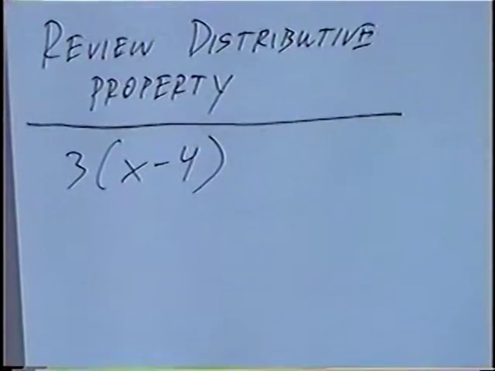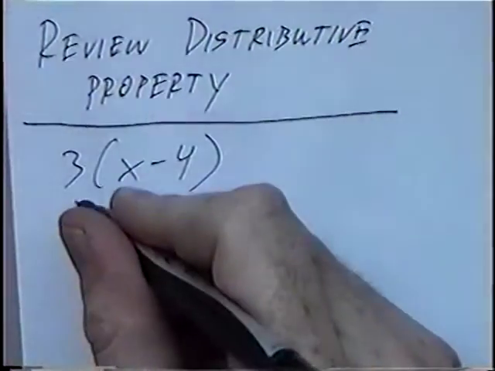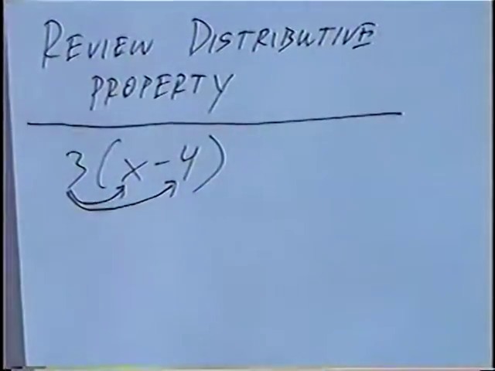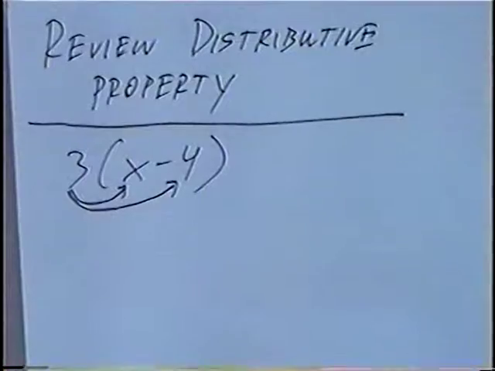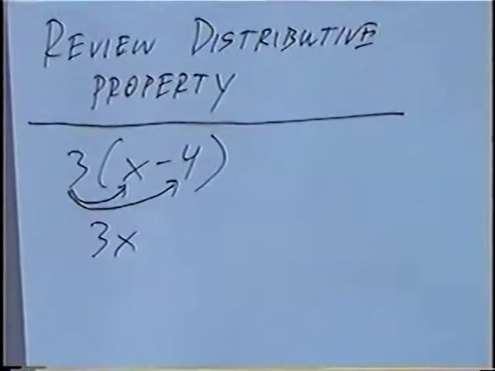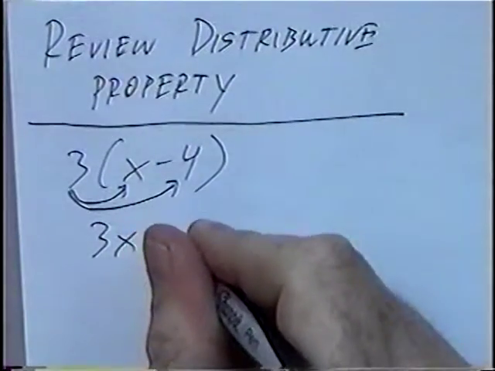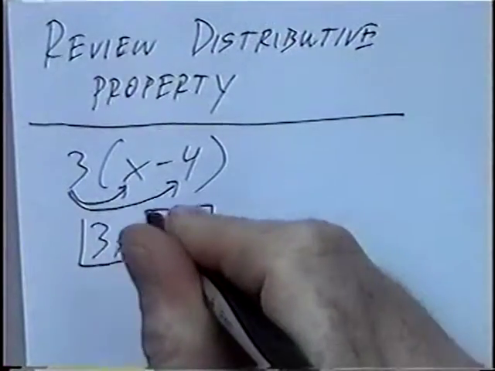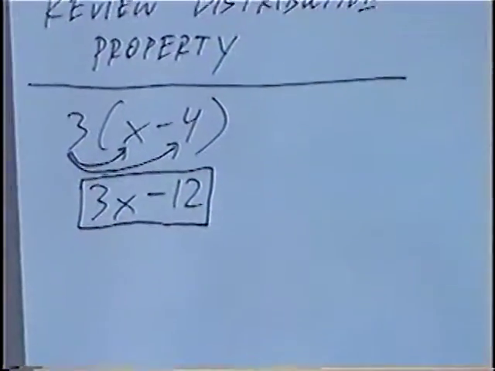If you remember distributive property, we'll take the number 3 outside and multiply by each variable and each number on the inside of the parentheses. In this case, we'll have 3 times x, which will be 3x, and 3 times the negative 4, which would be negative or minus 12. So our final answer would be 3x minus 12.